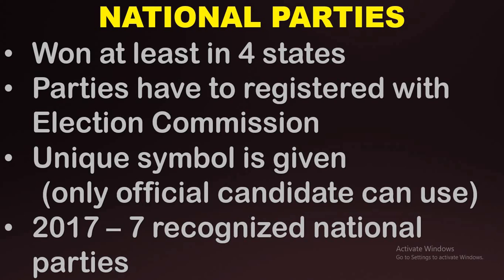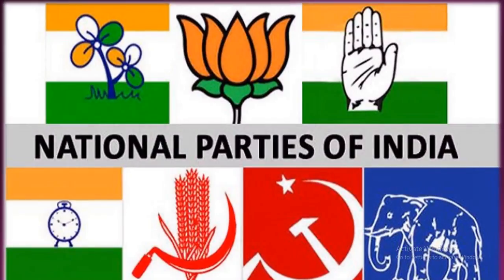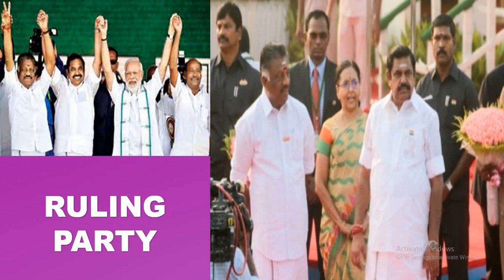By 2017, the national parties have been recognized and fixed at 7 national parties. Here you can see the 7 national parties' symbols. Okay, look into the pictures of the ruling party. Can you recall who they were? Well, thank you for your remembrance.